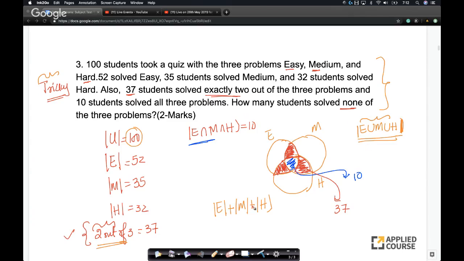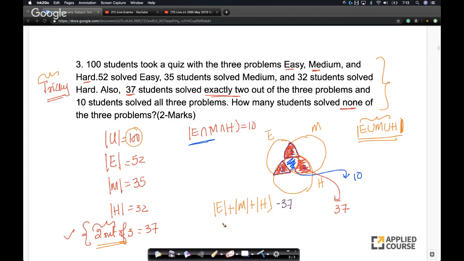Okay, so let's look at this. When I'm doing E plus M plus H, when I'm doing E, I'm taking all the elements here, here, and here. When I'm doing this red region, let me color it in a different color. Let's take this region. This region is counted twice. It is counted when I'm counting all the elements in E, and also all the elements in M. Similarly, this region is counted twice in these 3 numbers. When I sum up these 3 numbers, this region is counted twice, this region is counted twice, and this region is also counted twice. Which means I have to subtract all these 3 regions once to get the appropriate number, which means I'll subtract 37.